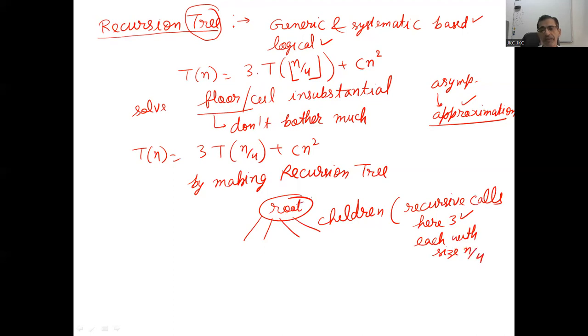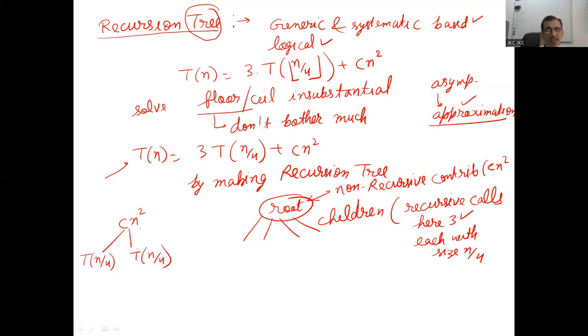And the root will be the non-recursive contribution. For example, in this case, I have already seen that contribution to be Cn square. So for a recurrence relation like this, I will draw it as Cn square plus T(n/4) as one child, T(n/4) as another child, and T(n/4) as another child.